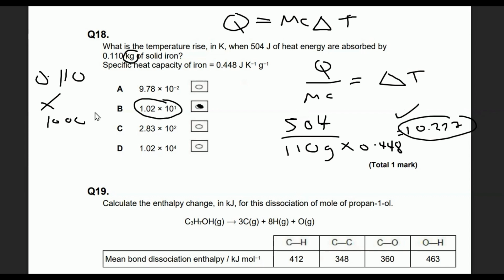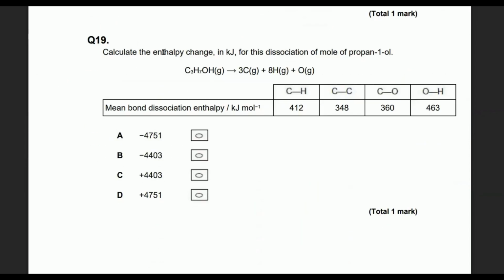There's only 20 questions, so we're getting there. Calculate the enthalpy change in kilojoule for this dissociation of 1 mole of propane. Oh gosh, I feel like I can't read either that or I'm a total idiot. Okay, so mean bond dissociation enthalpy. Calculate the enthalpy change in kilojoule for this dissociation.